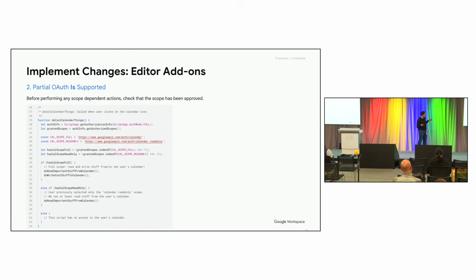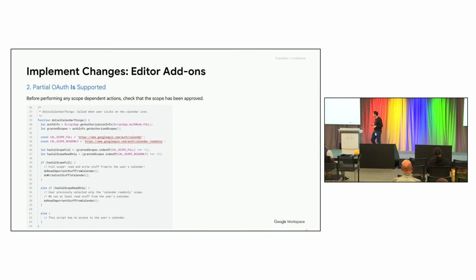Line 49, if they have approved the full calendar scope, huzzah, we're good, our app works as normal, do cool calendar stuff, read important calendar stuff, and write cool stuff to the calendar. We're done. Else, if the user has granted not the full scope, but at least the read-only scope, I have a choice. I could just not operate, or maybe I can do some stuff. So maybe I can just do the read important stuff from calendar stuff. Else, that means the user has approved neither, right? And so here I'm in the situation where my app can either do nothing, or maybe it can decide it wants to prompt the user to approve those.